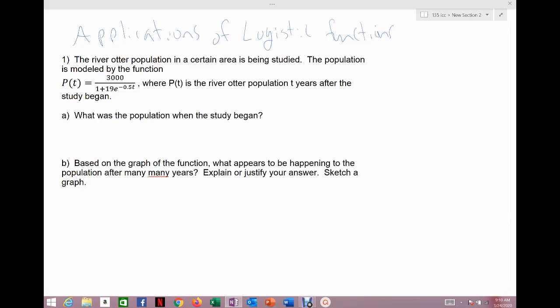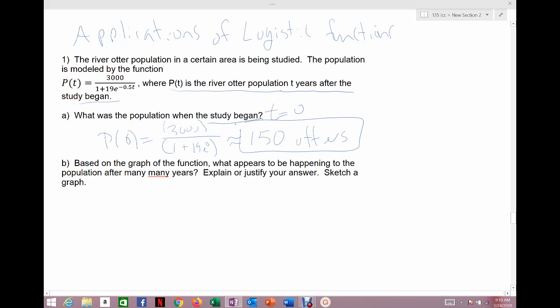Our otter population is modeled by this P of T function, where P of T is the otter population T years after the study began. The first question asks what's the initial value? How many otters were there at the start of the study? That would be at time 0, so you plug 0 into the logistic equation. I'm going to round to the whole otter if I need to. It comes out to 150. Remember units, so 150 otters at the start of the study.